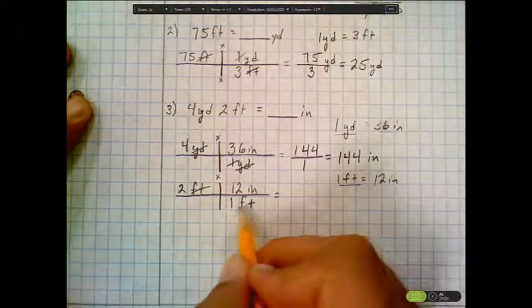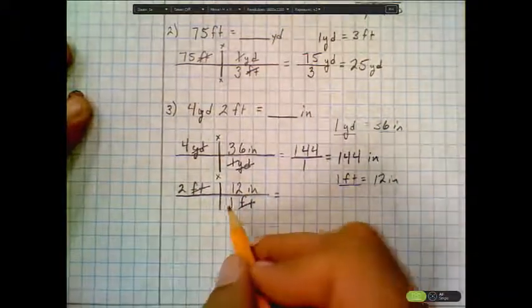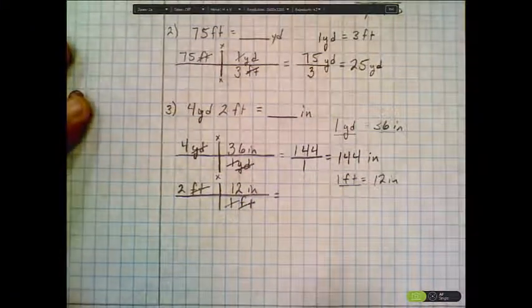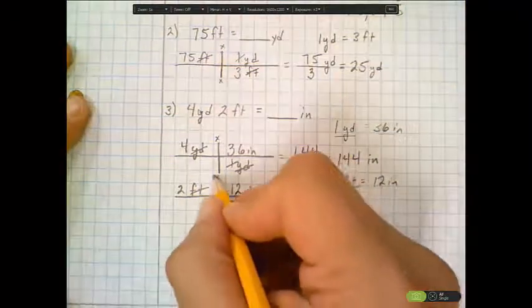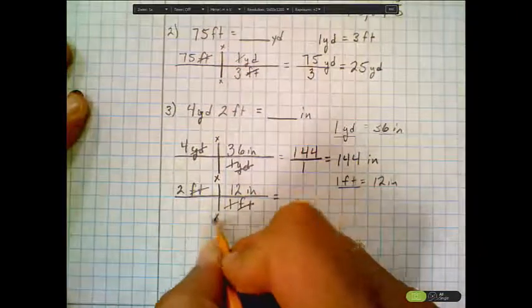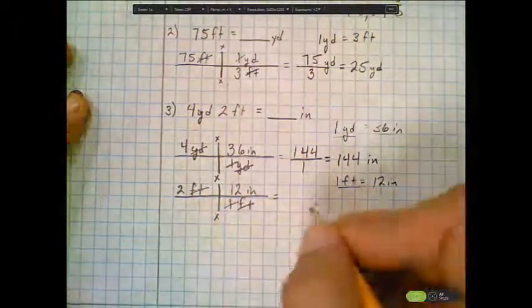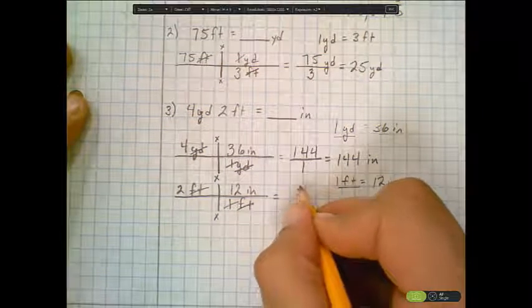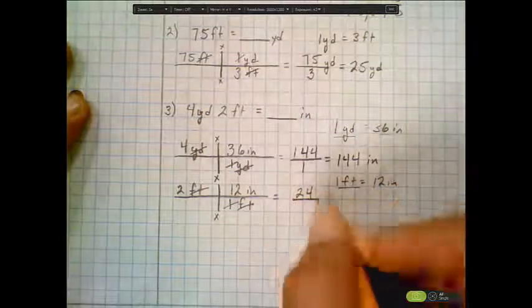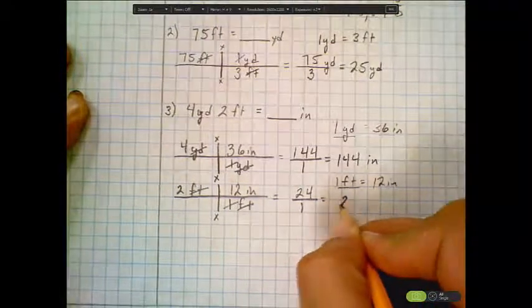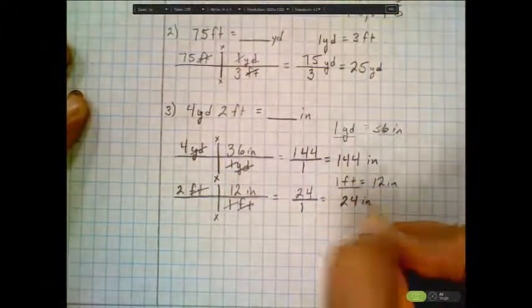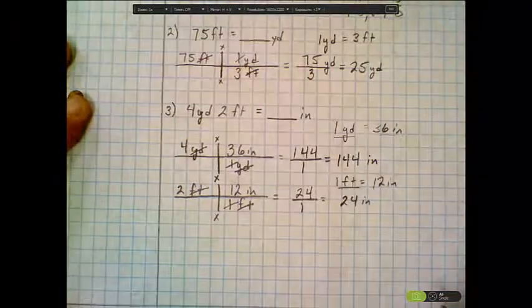Cancel units. We're going to cancel the feet and the feet. We're going to cancel the ones because we don't have any calculations we'll be doing with them. We're going to multiply across the top. We're going to multiply across the bottom. 2 times 12 is 24. Everything on the bottom is canceled, so that's 1. So that equals 24 inches.